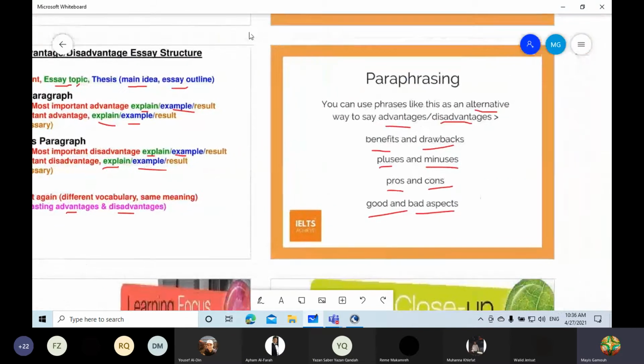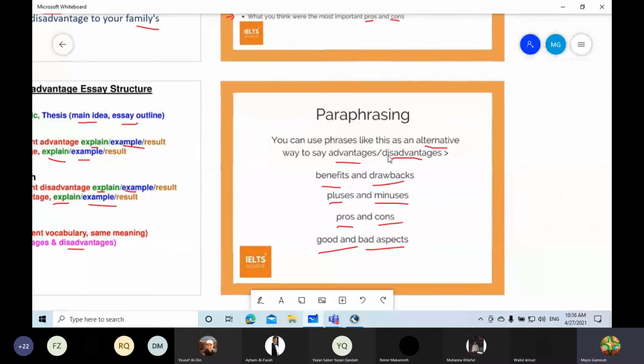We also talked about alternatives for the words advantages and disadvantages to use in your essay, so you will make your essay stronger. Some of the synonyms for advantages are benefits, pluses, pros, and good aspects. Synonyms for the word disadvantages are drawbacks, minuses, cons, and bad aspects.